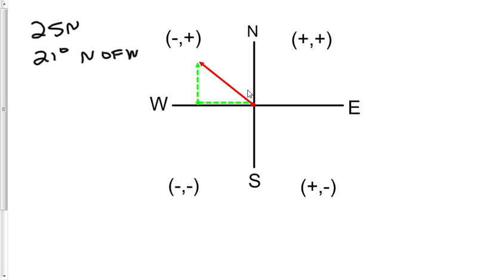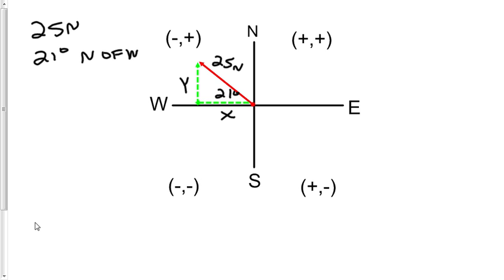That would be quadrant 2. Let's remind ourselves in quadrant 2, we will have a negative x and a positive y. Let's write our vector: 25 newtons and an angle of 21 degrees. We want to resolve this vector into its x and y coordinates. We'll record an x here and a y here.